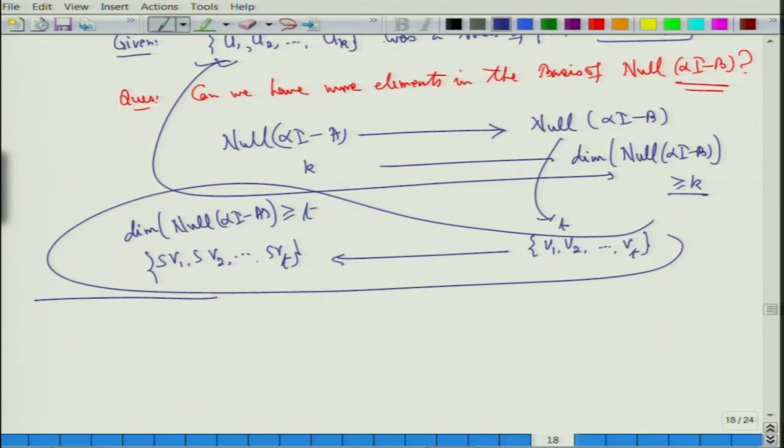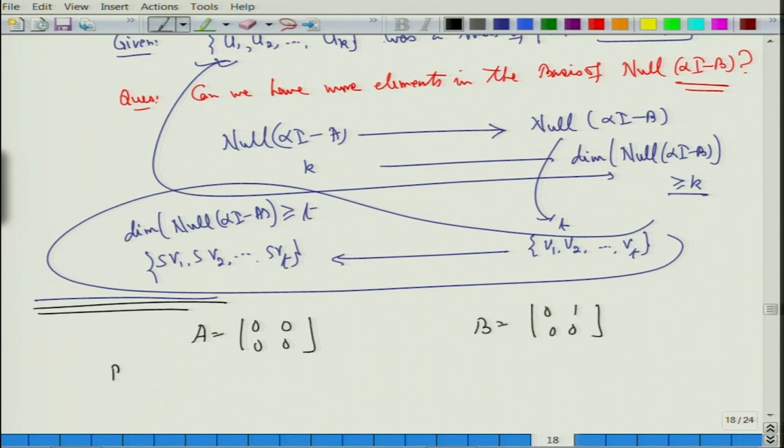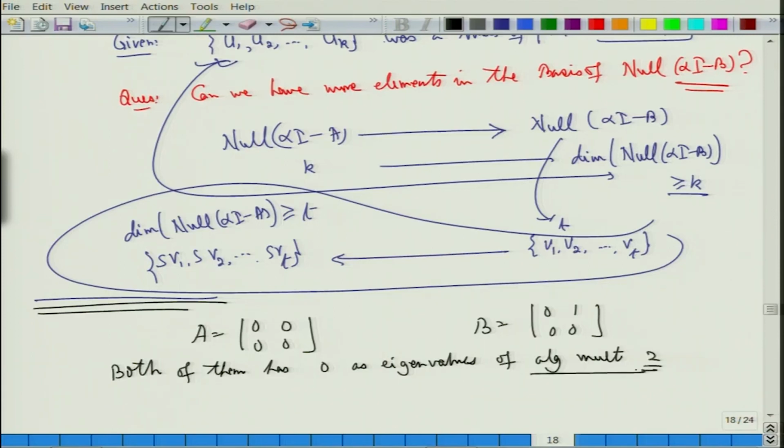So let us look at an example which you have already done. I am just trying to recollect for you. Look at this matrix A, which is 0, 0, 0, 0. The matrix B, which is 0, 1, 0, 0. Both of them have the same eigenvalues. Both of them have 0 as eigenvalue of algebraic multiplicity 2. Fine.